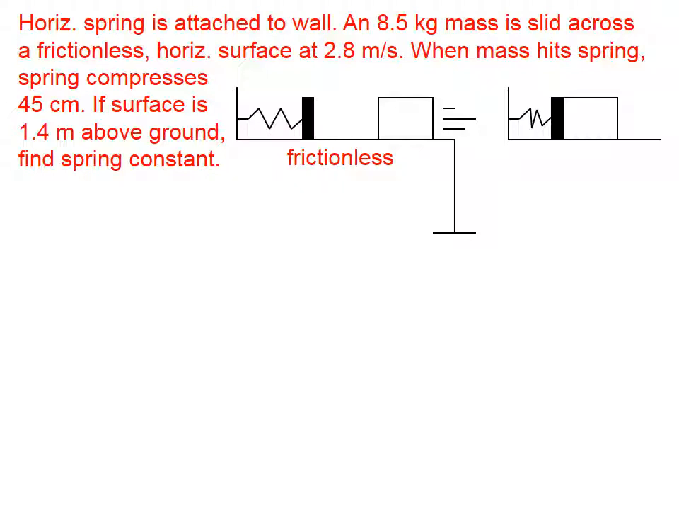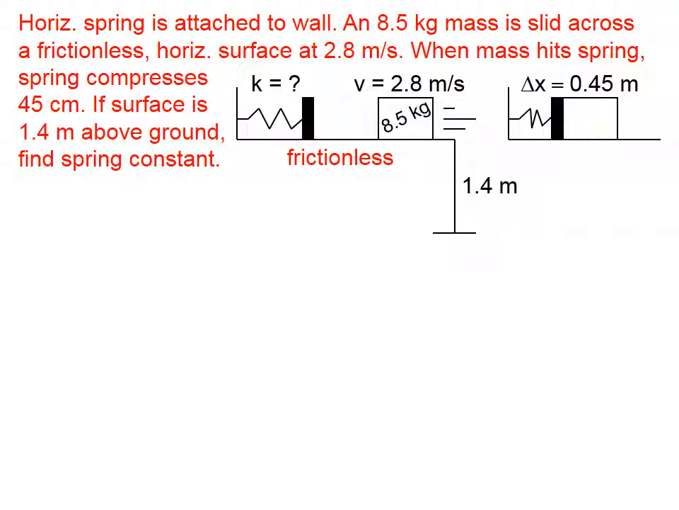In this problem, a horizontal spring is attached to a wall. An 8.5 kilogram mass is slid across a frictionless horizontal surface at 2.8 meters per second. When the mass hits, the spring compresses 45 centimeters. If the surface is 1.4 meters above the ground, find the spring constant.